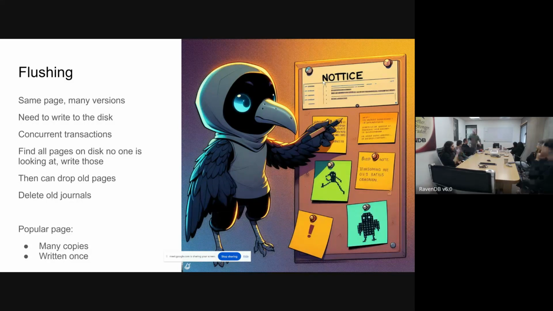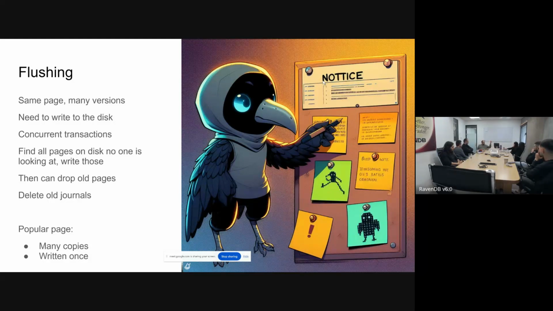All of which, by the way, is what I'm talking about when I'm talking about 10 year old code and the complexity associated with it. So now, we need to flush from all of those scratch pages into the disk.